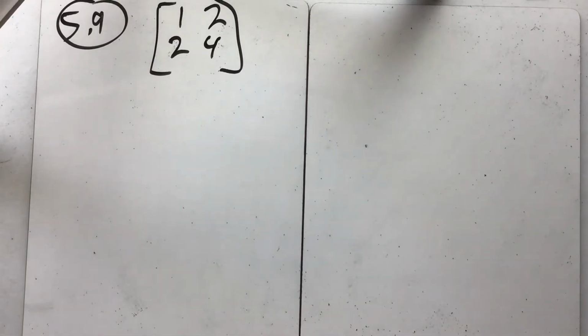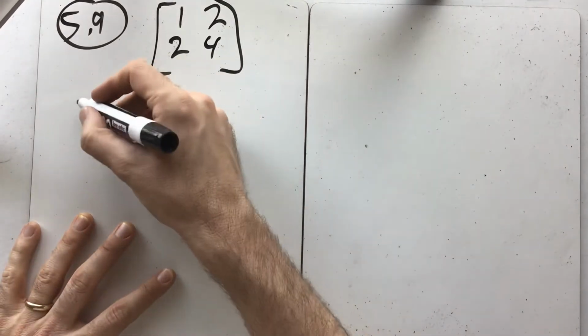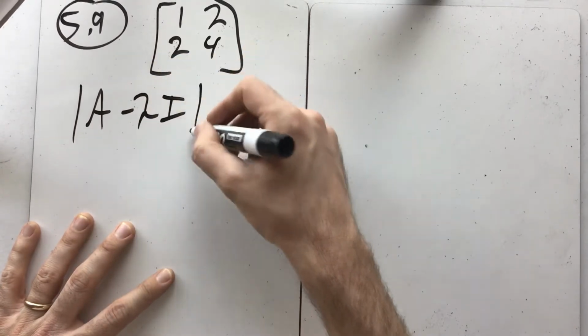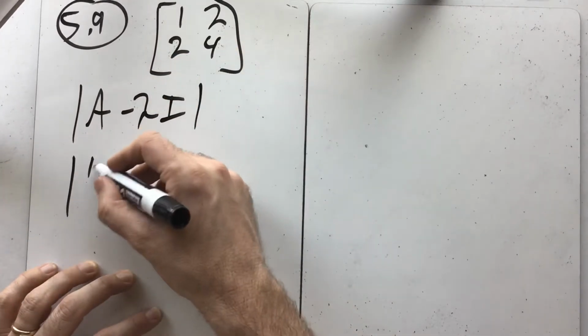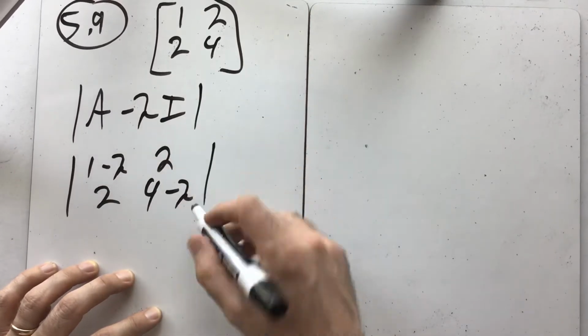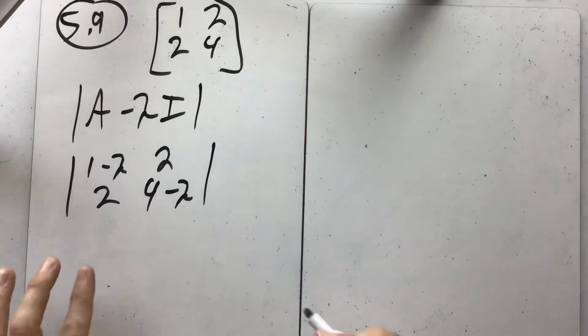Let's look at 5.9, where we have the matrix 1, 2, 2, 4. See what happens on this one. We're going to follow the same procedure as the other two, maybe a little bit quicker to begin with. So we just take the determinant of A minus lambda I, which in this case is the determinant of 1 minus lambda, 2, 2, and 4 minus lambda. Okay, and then we go through this and see what we get.